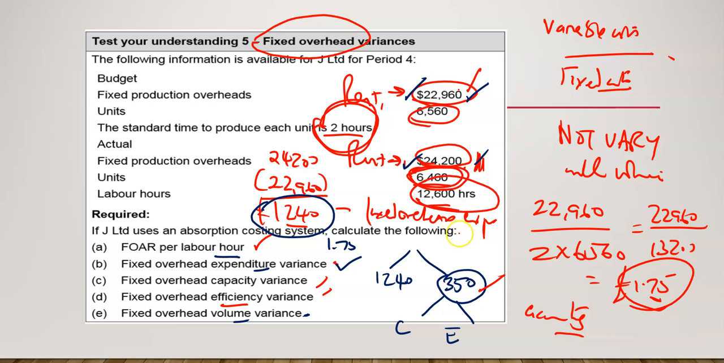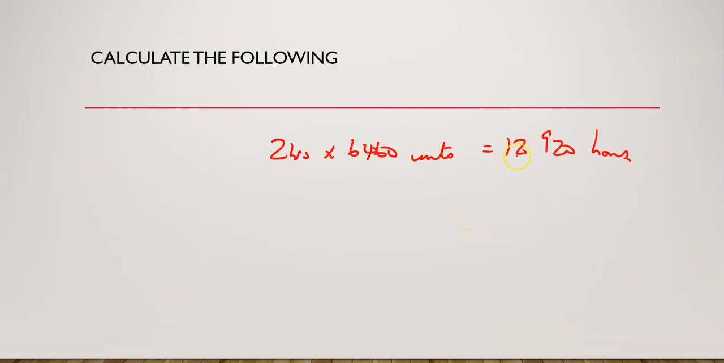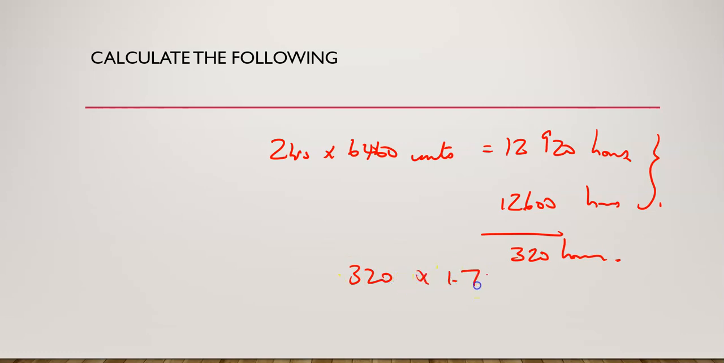did you actually use? You used 12,600, which is actually efficient. 12,600 hours was what you actually used. And so you have a favorable variance of 320 hours. So 320 hours, of course, priced at £1.75. 320 times £1.75 takes us to £560 favorable.